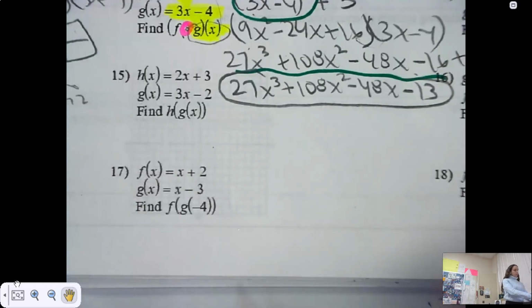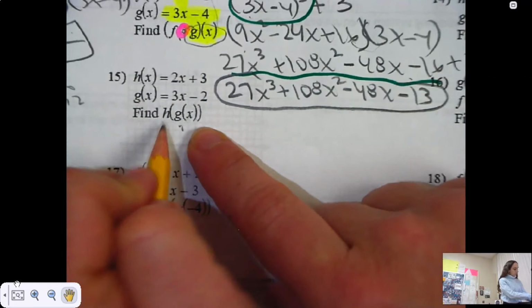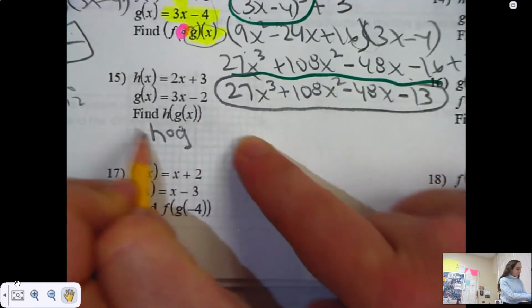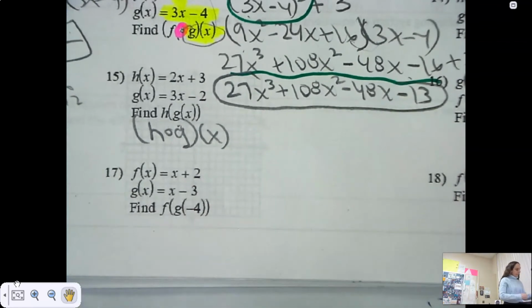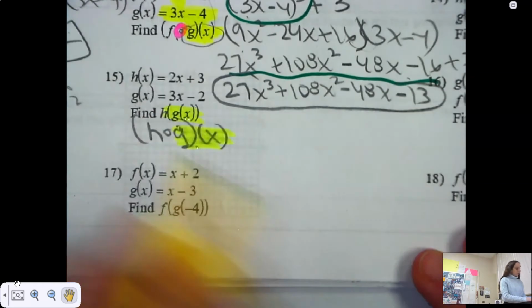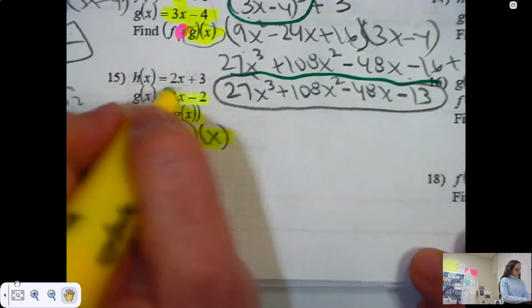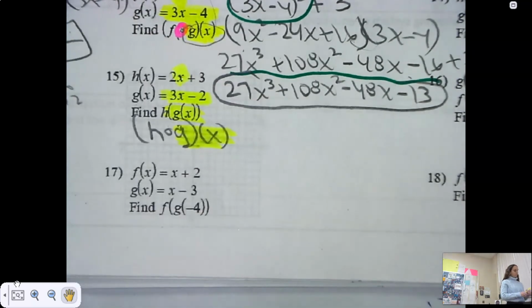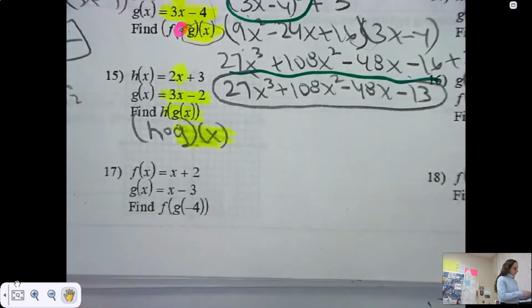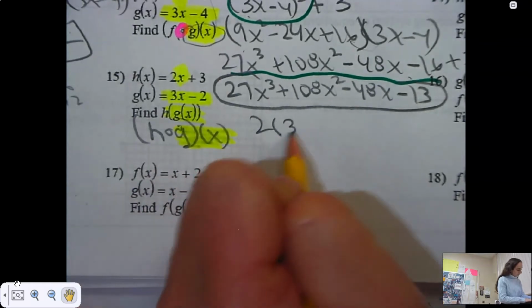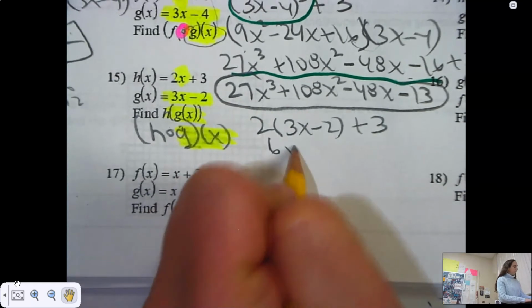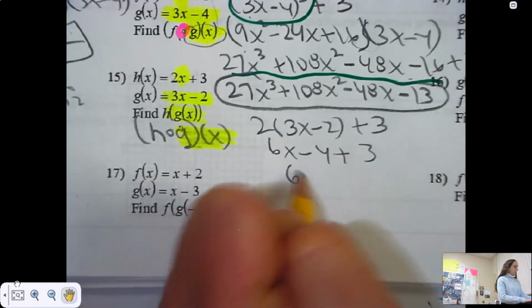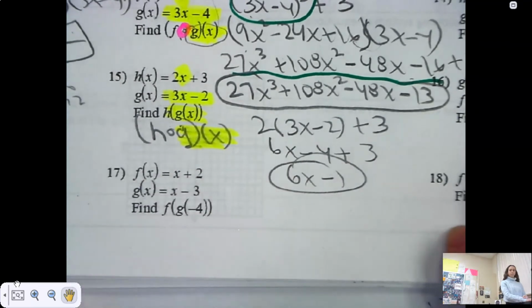All right, this is actually similar. So this could actually be written like this, because I'm taking g, which is closest to the x, and plugging it in for h. So it's going to be 2 times 3x minus 2 plus 3. Distribute, distribute. And I'm done.